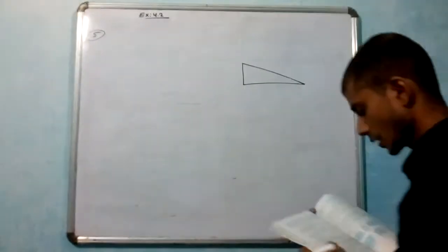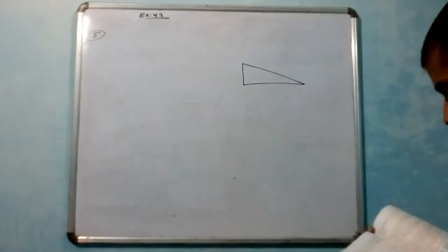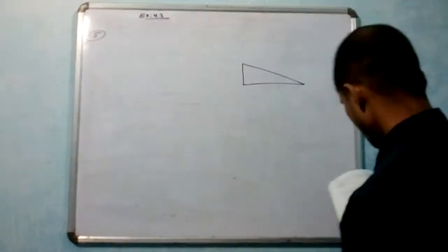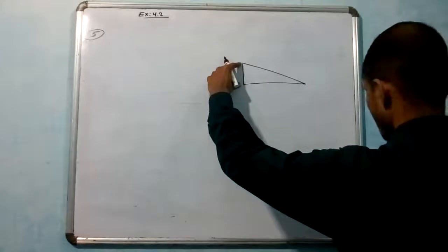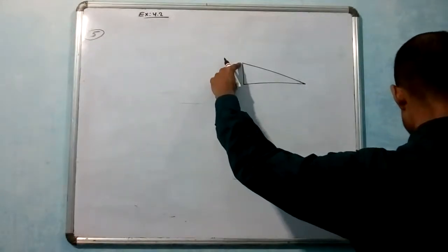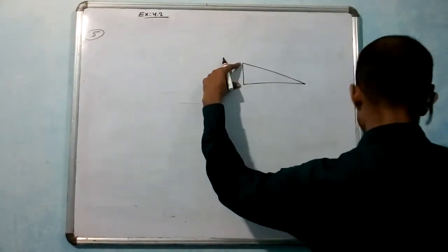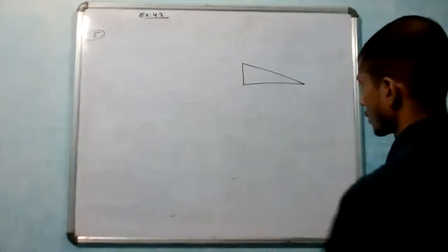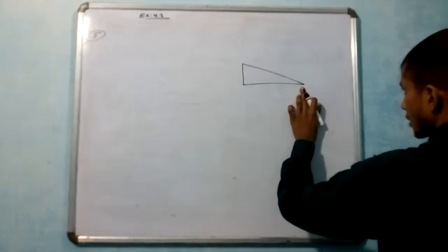What is the question? The altitude of a right triangle. Okay, this is a right triangle. And what do you mean by altitude? The height. So the altitude of a right triangle is 7 centimeter less than its base. Whatever is its base, the altitude is 7 centimeter less.